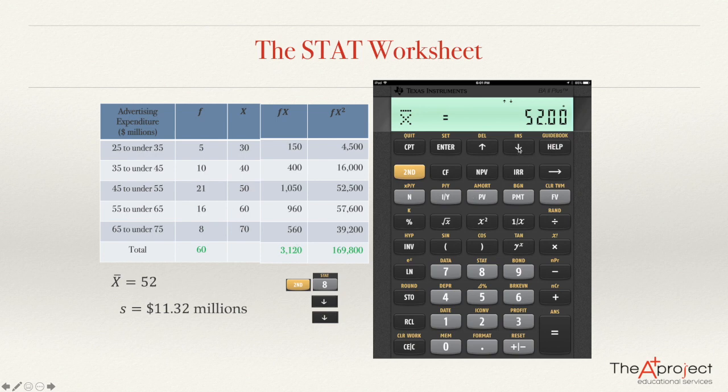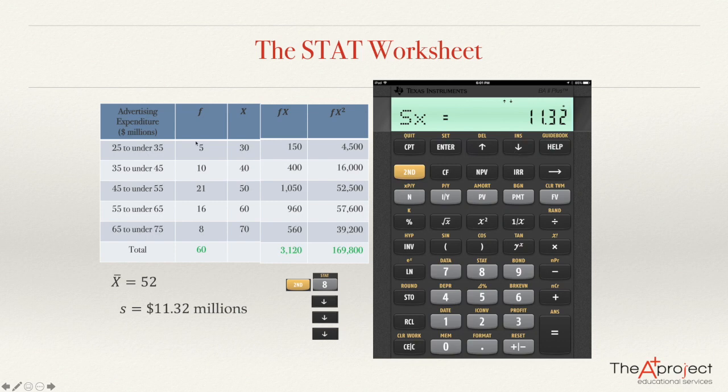And then you continue scrolling down, and we get the standard deviation. That was 11.32. At that moment, I had set up my calculator to give the answer with 2 decimals. So before solving this problem, I pressed second function format, and I chose 2 as the number of decimals. For that reason, you see only 2 decimals here. So the mean is 52, and if you continue scrolling down, you see the standard deviation, 11.32.